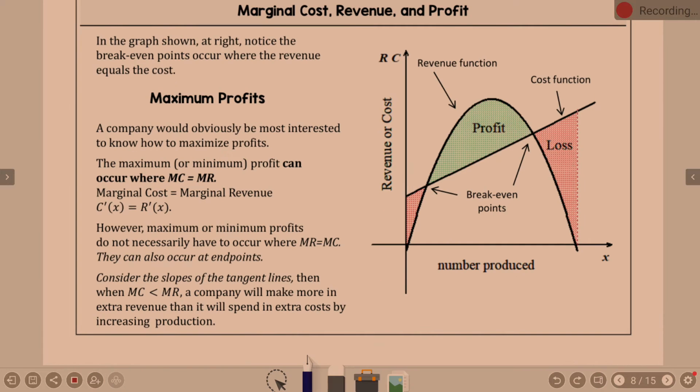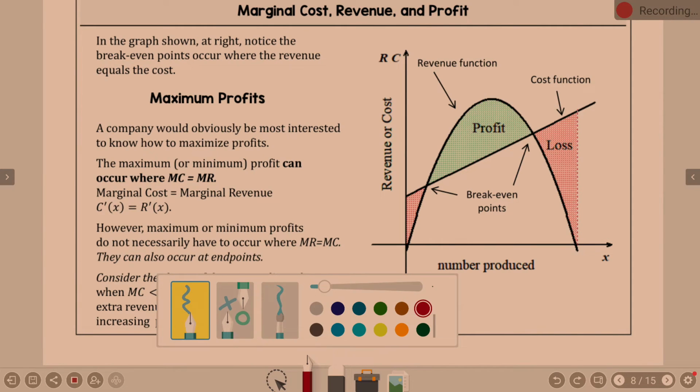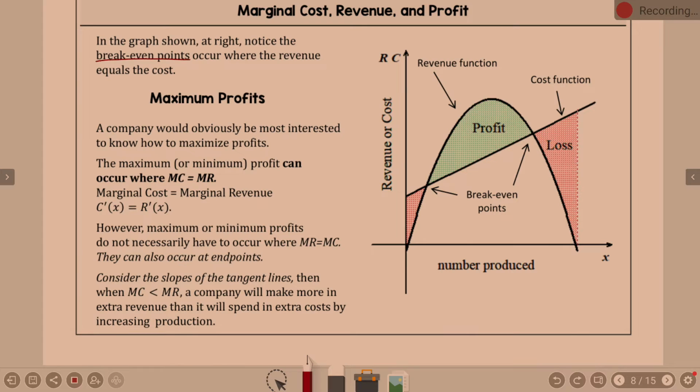So you'll notice here that the break-even points occur where revenue equals cost. And so here we have, excuse me, it's revenue and cost together. Revenue being represented by the parabola, cost being represented by the line. Notice right here where revenue and cost intersect. Those are my break-even points. Not making a profit, not making a loss.